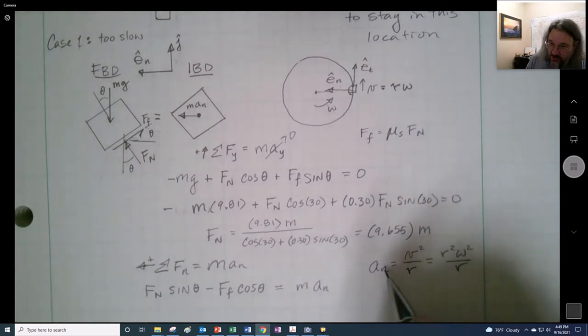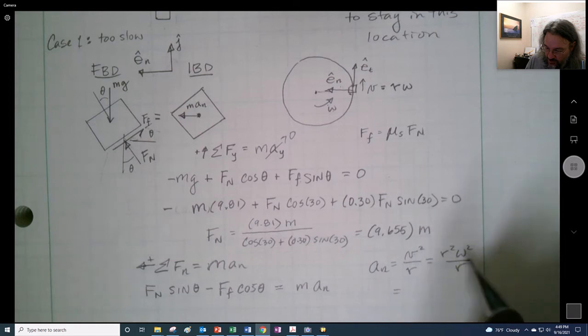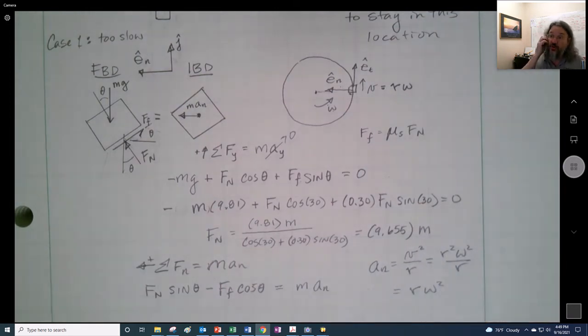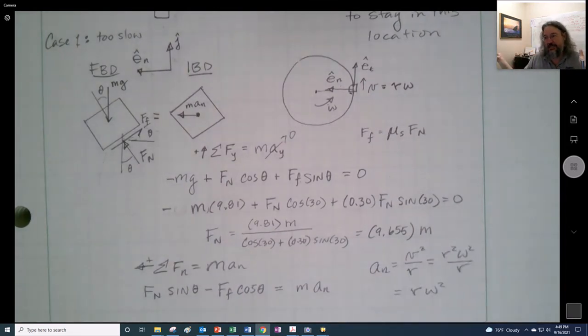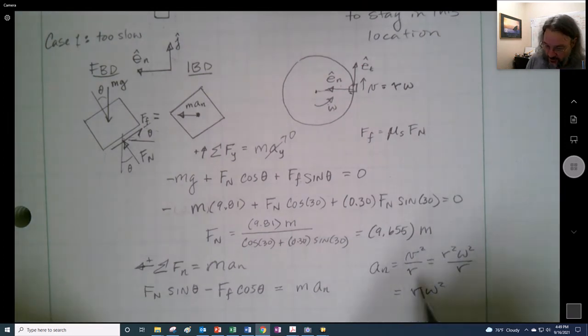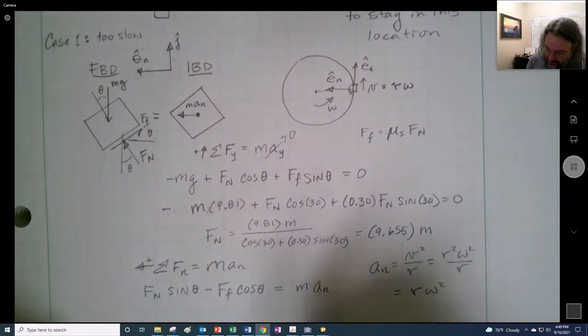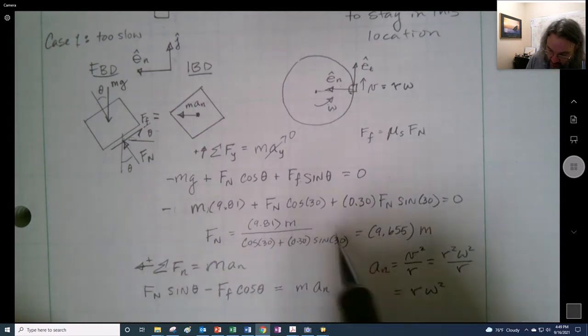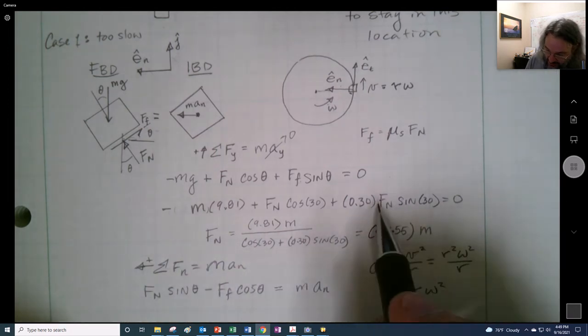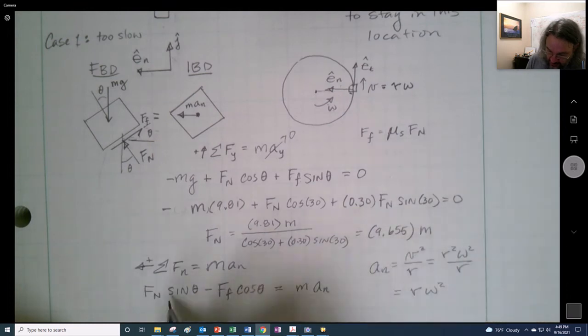So another thing that we can write, instead of having v squared over r, we can always write r omega squared. Now you remember for polar, that was the same thing as r times theta dot squared, right? It's the exact same thing. This is centrifugal acceleration. So we can place that into here, because we want to get things in terms of omega. So I can replace this thing right here.